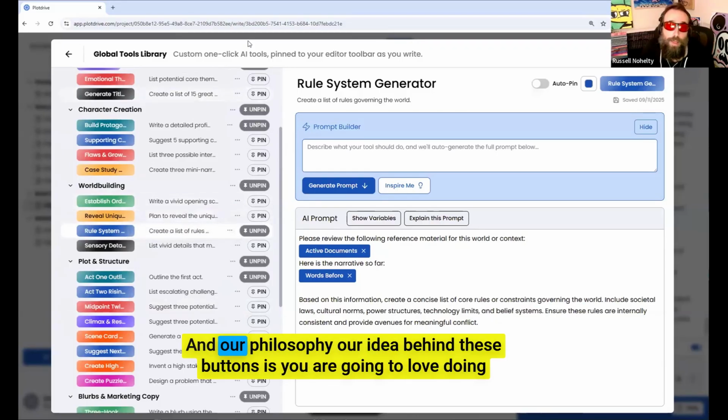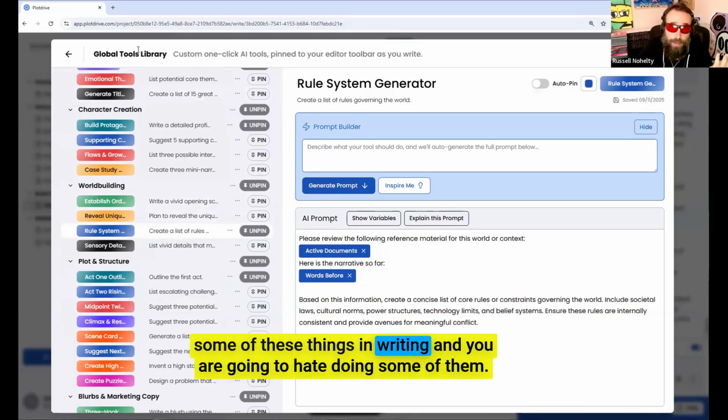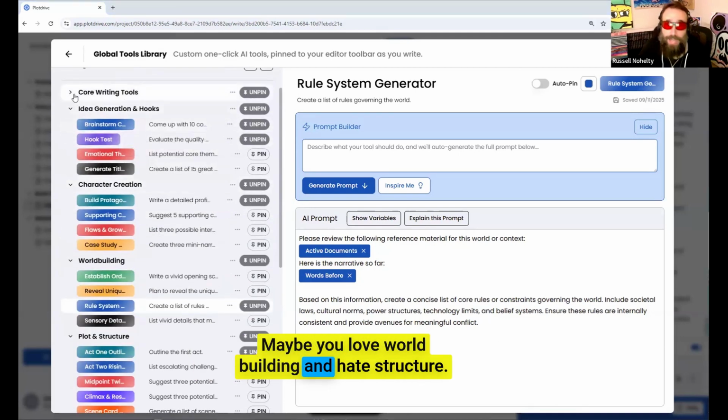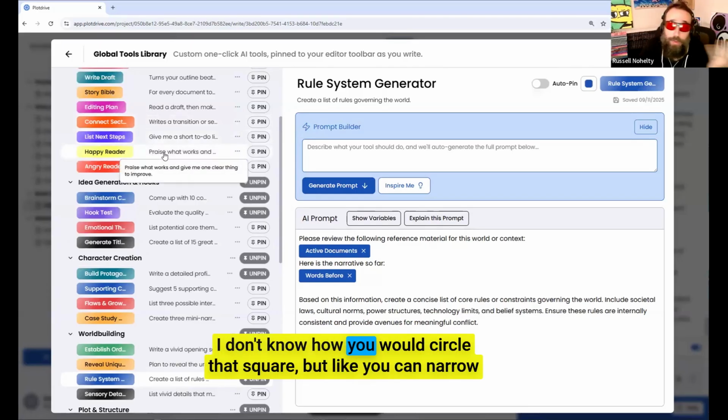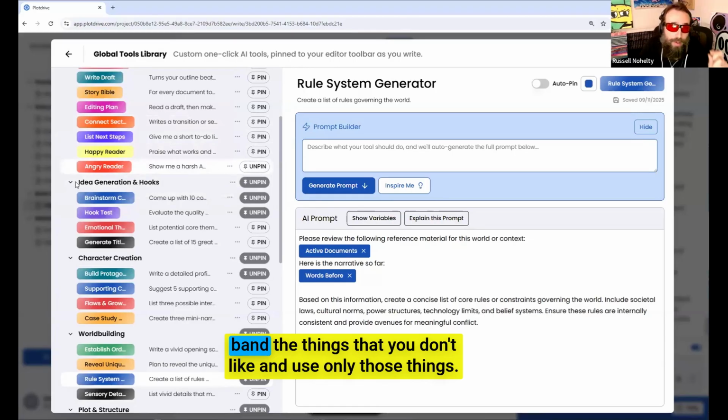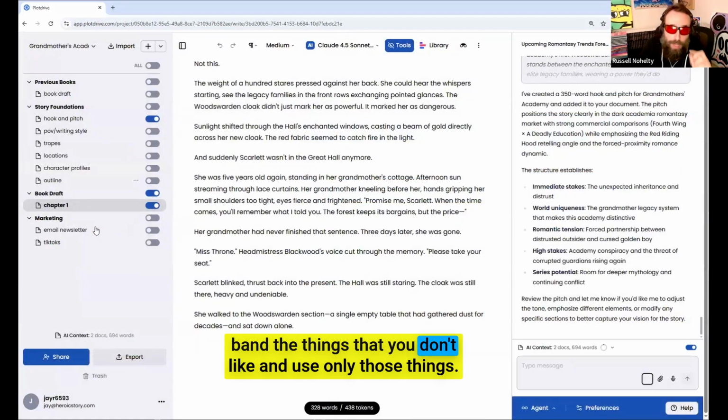Our idea behind these buttons is you're going to love doing some of these things in writing, and you are going to hate doing some of them. Maybe you love world building and hate structure. Maybe you love dialogue and hate character. I don't know how you would circle that square, but you can narrow band the things that you don't like and use only those things.